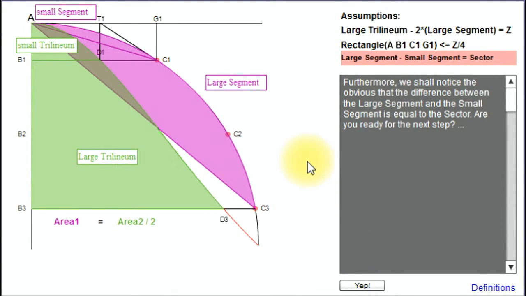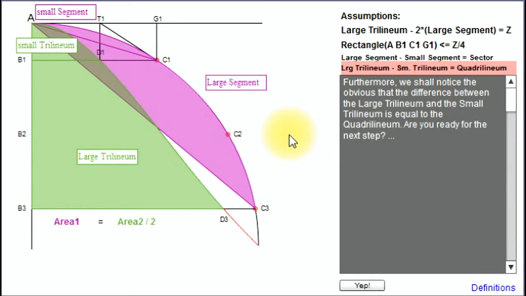And we can also easily establish that when we subtract what is called here the small segment from the large segment, we actually get our sector. And in the next step we are going to establish a similar thing for the trilineum: when you subtract a small trilineum from the large trilineum, you will get our quadrilineum.